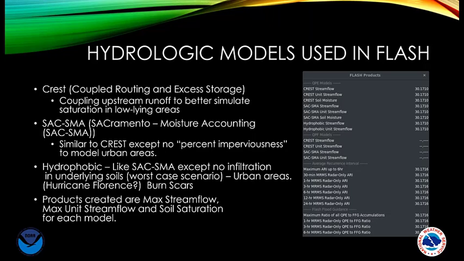This would be especially for urban areas, burn scars, or impacts like Hurricane Florence, when you're just totally saturated, 100%. And the products that come out of this that are important are the max stream flow, the max unit stream flow, and soil saturation. There are other ones, including the average recurrence interval and comparing the QPE to flash flood guidance.